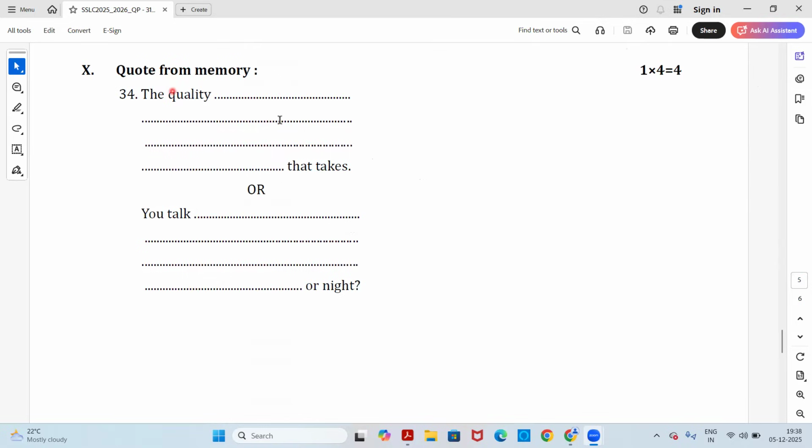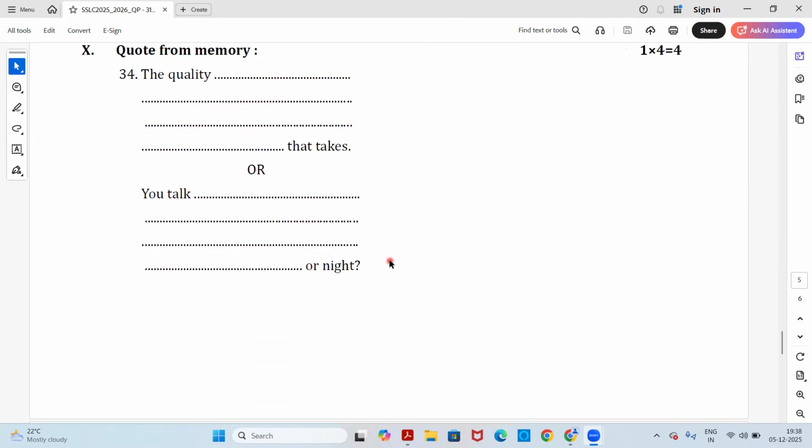So, the quality dash dash dash that takes, this is from The Quality of Mercy, and then you talk dash dash dash or night. You have to find out which poem this is, and then you have to write it. Again I'm repeating, attempt any one, not both, because whichever you're sure about, you should attempt that poem.